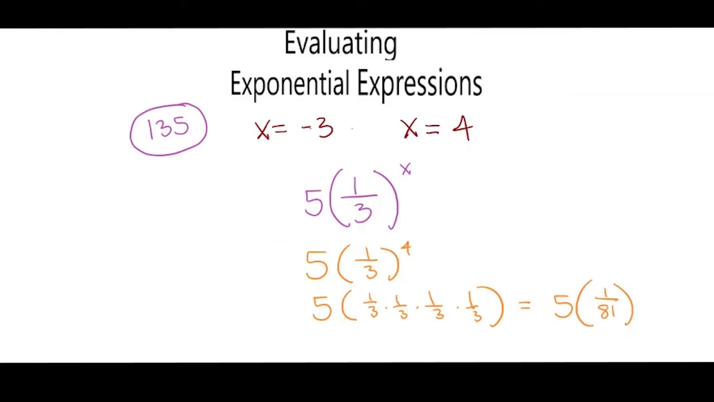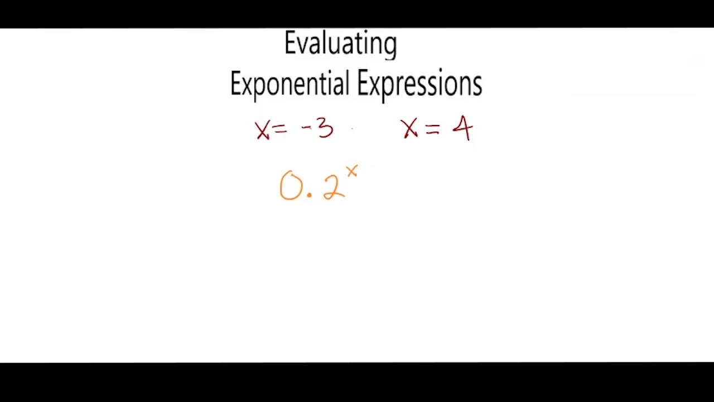And remember, when you multiply an integer by a fraction, you always just multiply the number by the top of the fraction. So our answer is 5/81. So when x is 4, our answer is 5/81.